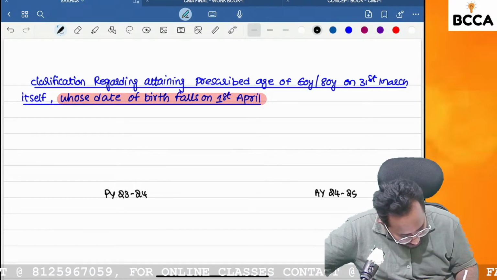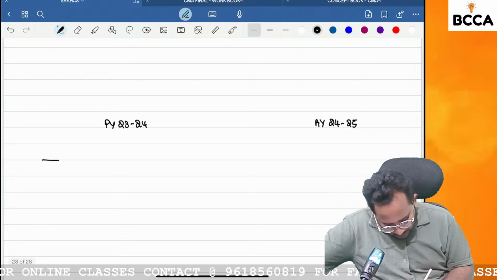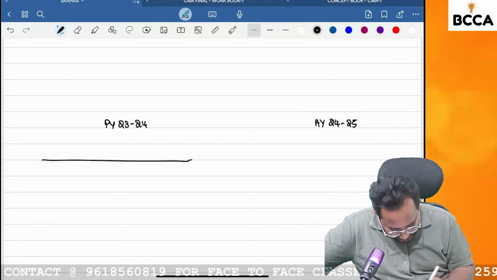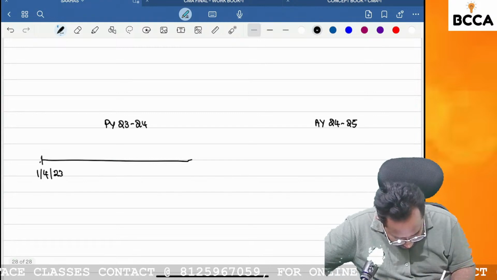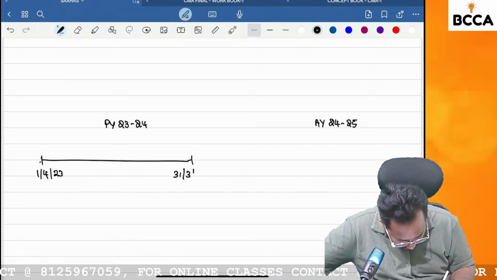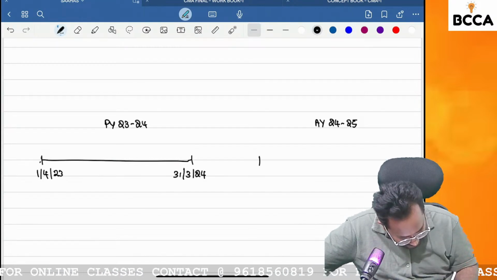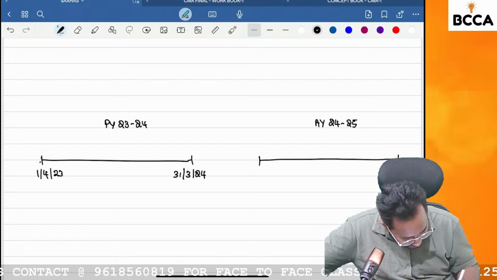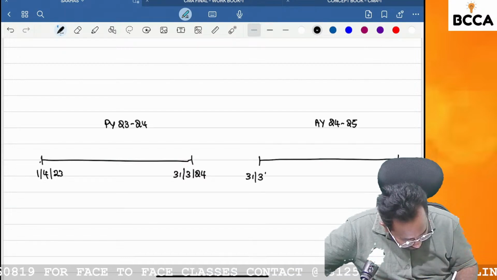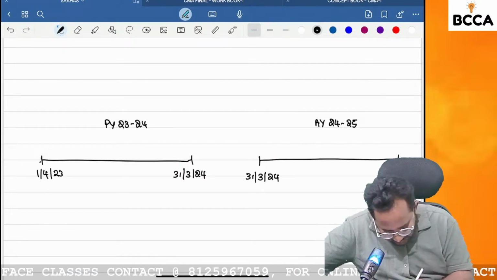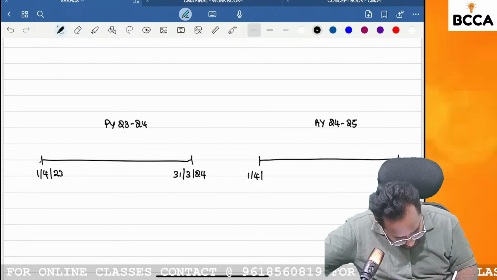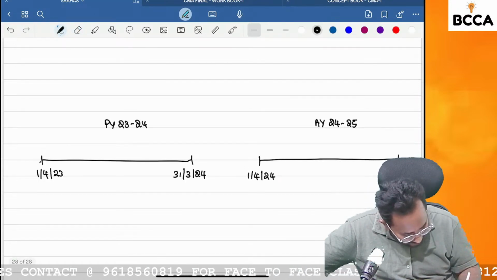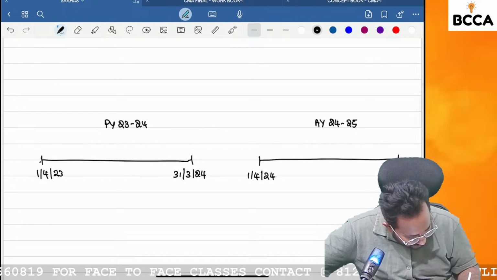24-25. So if you observe the starting date and ending date for the previous year, it is 1/4/2023 to 31st March 2024. The assessment year starts 1/4/2024 and ends 31st March 2025.